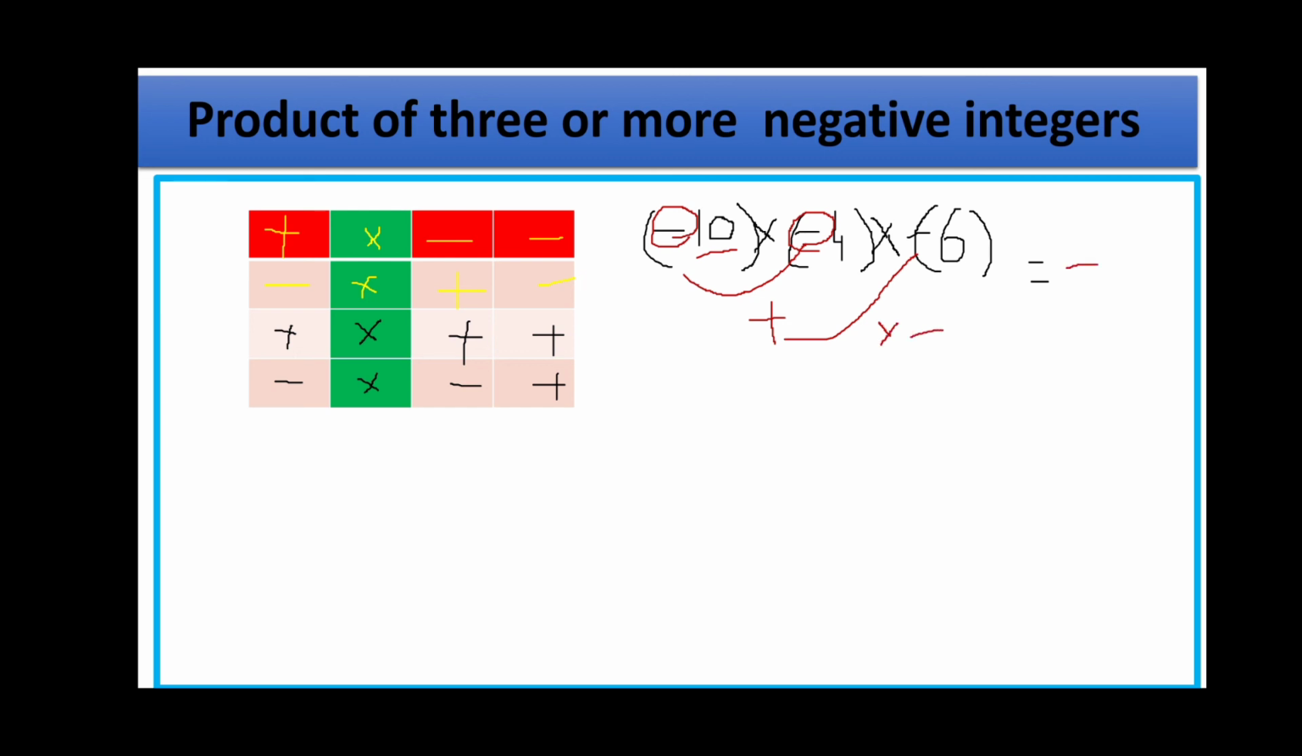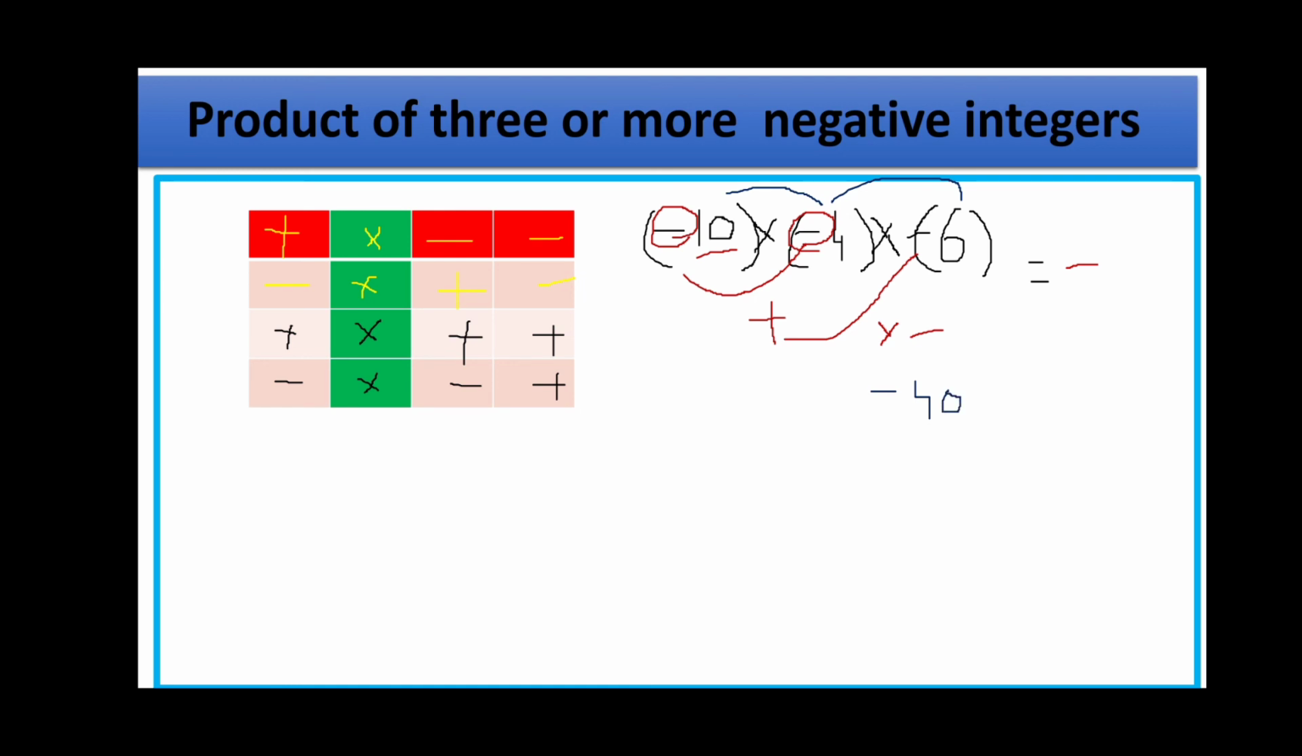So now take that as your final result. Minus, and multiply the numbers now. 10 fours give 40 and 40 into 6 gives 240. So what is your result now? Minus 240. Minus 240 is your result.